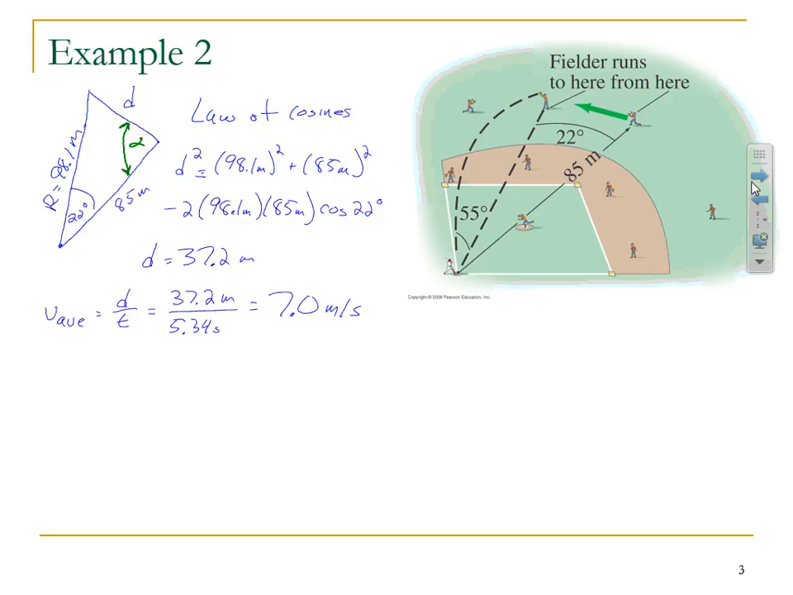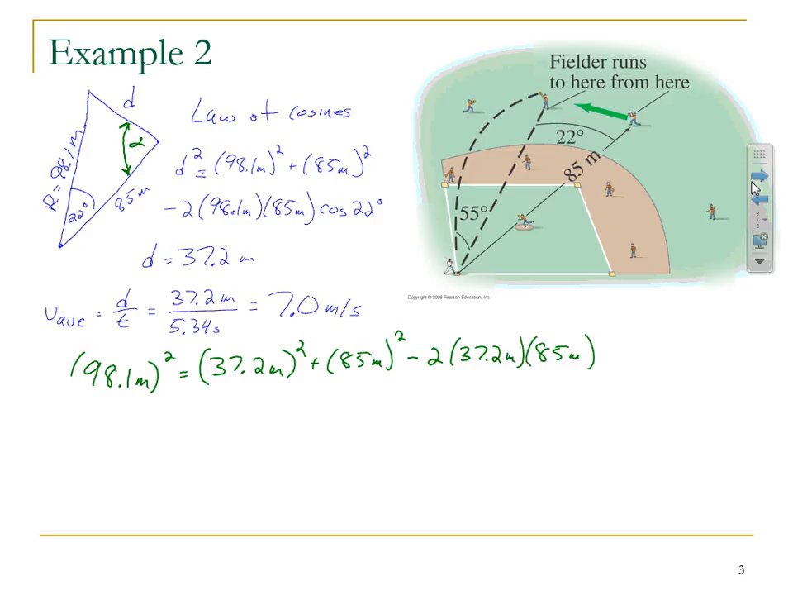This time we're going to say that the side opposite alpha is 98.1 meters, so 98.1 meters squared is going to equal the sum of the squares of the other two sides, which is what we just figured, 37.2 meters squared, plus 85 meters squared, and then we subtract twice the product of those two, 37.2 meters and 85 meters, times the cosine of this angle, and this is our unknown, cosine of alpha.